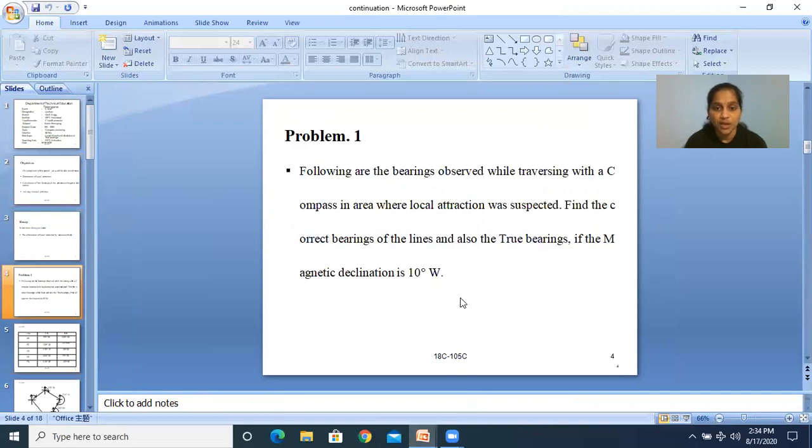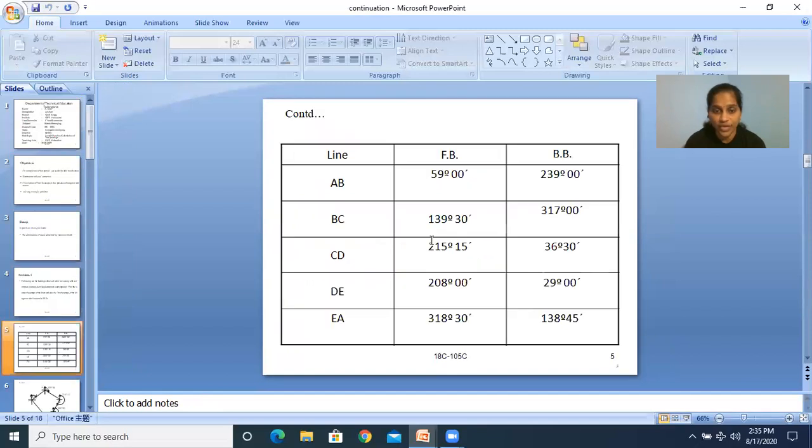So take this one. The following are the bearings observed while traversing with a compass in an area where local attraction was suspected. Find the correct bearings of the lines. We will see up to this one only. From that we can calculate the true bearings if the magnetic declination is given, so that is not your sum. So find the correct bearings of the lines. Up to that we will see today.